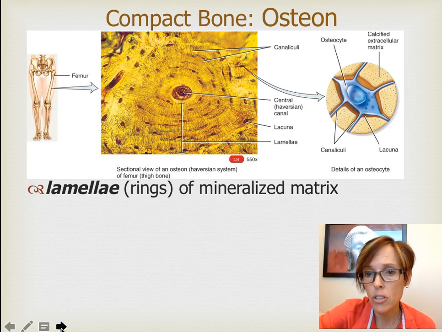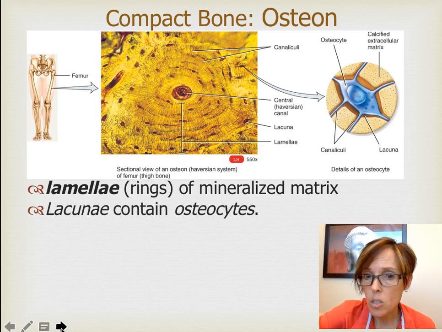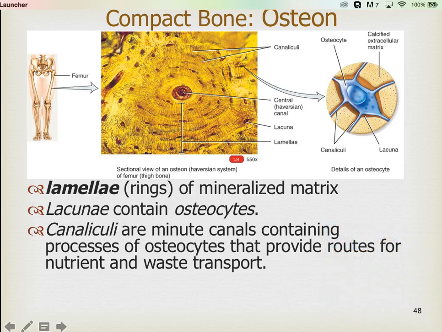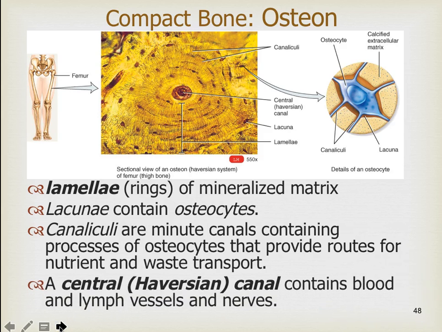Again, lamellae are just rings of mineralized matrix. The lacunae, the spaces, contain osteocytes. Canaliculi are tiny canals that allow routes for nutrient and waste transport. And again, that central canal contains blood vessels.